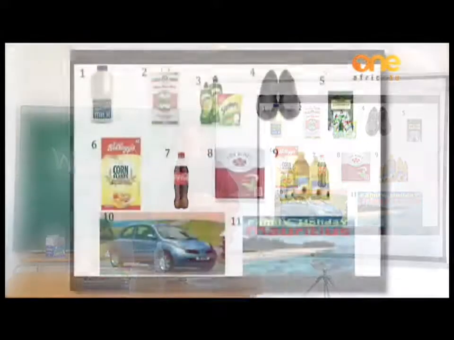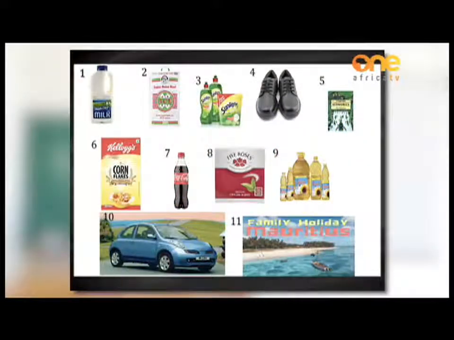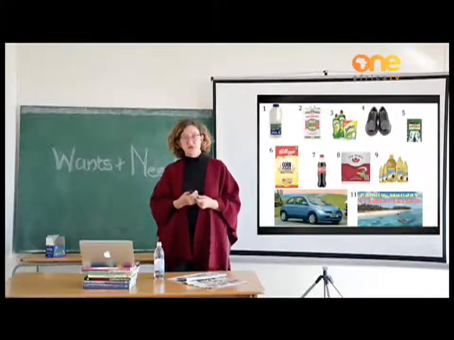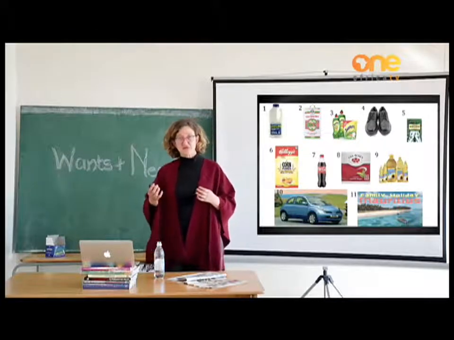The first product, which I will use as an example, is milk, and most people will say that this is a want. Although you can say I need it for my cereal, or I need it for my coffee, you can actually drink your coffee without the milk. You can eat your maize porridge without milk. So in that case, I say milk is a want because I can go without it.